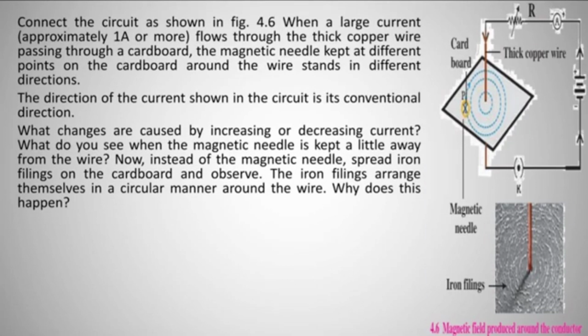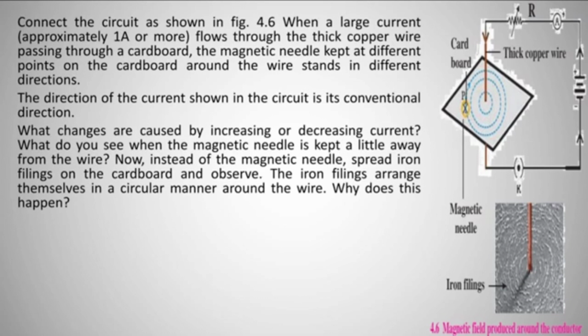So what changes are caused by increasing or decreasing the current? What do you see when the magnetic needle is kept a little away from the wire? Now, instead of the magnetic needle, spread iron filings on the cardboard and observe. The iron filings arrange themselves in a circular manner around the wire.